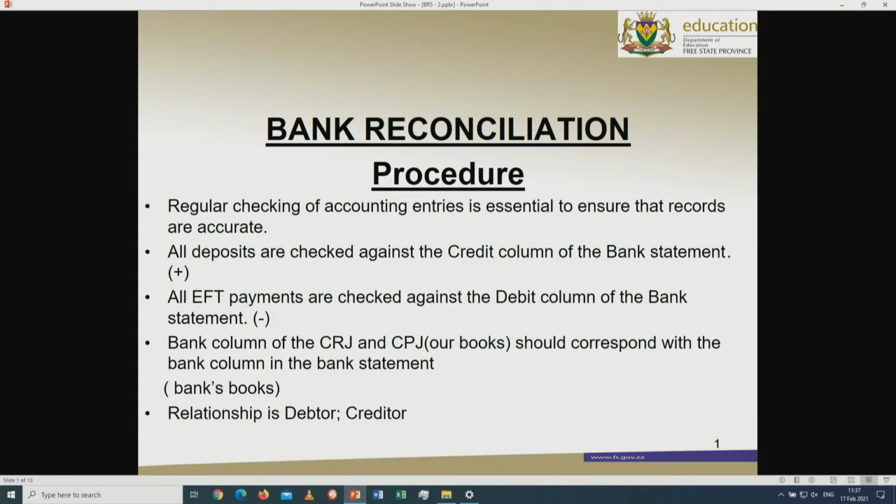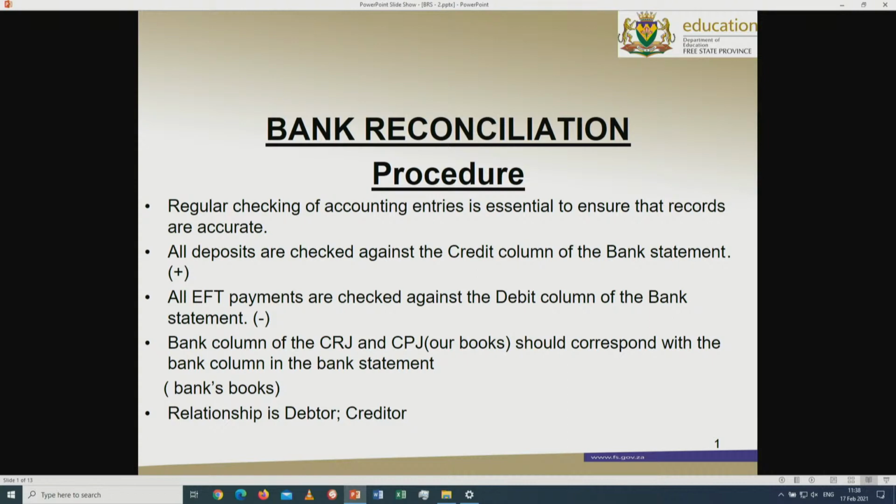So remember, we said bank reconciliation is a process of reconciling our books with the bank information. We are having 2 sets of information. We are having our bank as well as our business records. So we are comparing the 2 records to identify some mistakes. So all deposits, which is point number 2, all deposits are checked against the credit column of the bank statement.